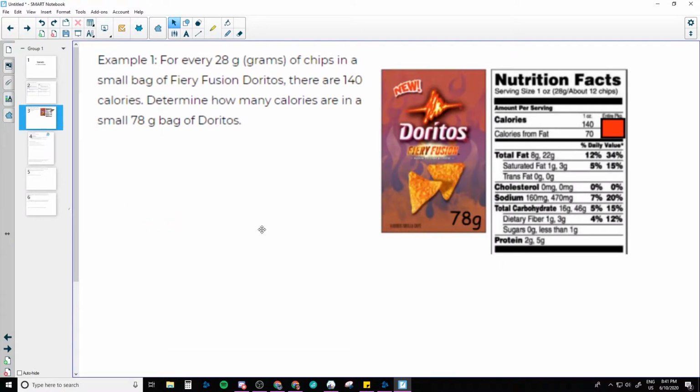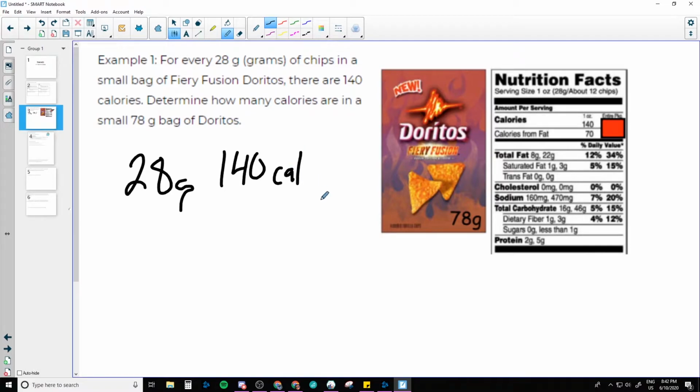Okay, so for this example, it says for every 28 grams of chips in a small bag of Fiery Fusion Doritos, there are 140 calories. Determine how many calories are in a small 78 gram bag of Doritos. So this is a ratio. We have 28 grams, or a rate rather, and we have 140 calories. Okay, so we have 2 different units being used here.